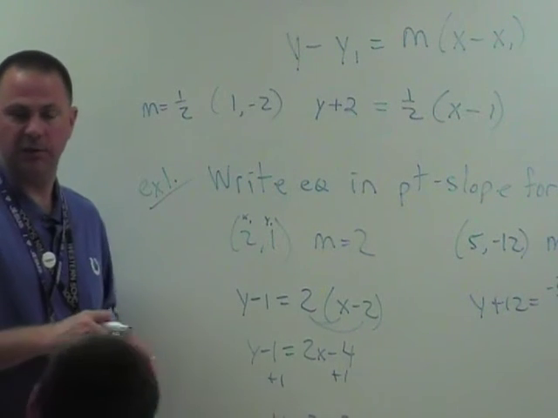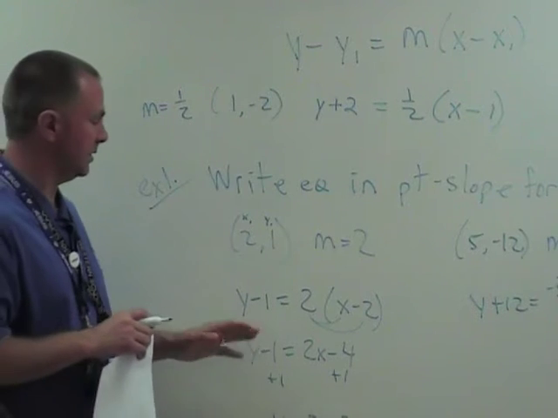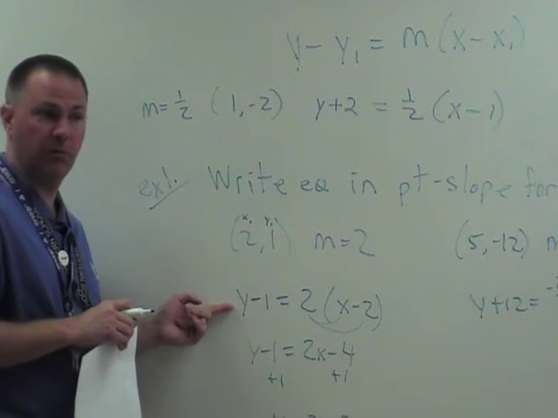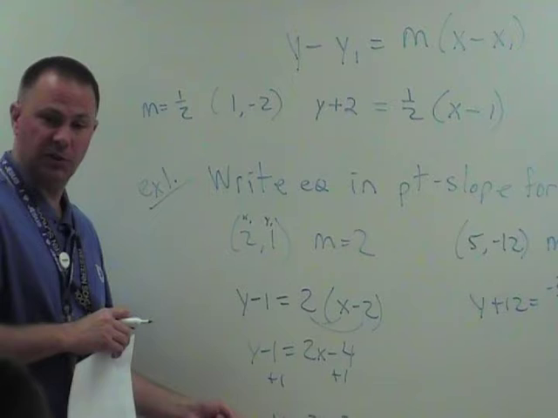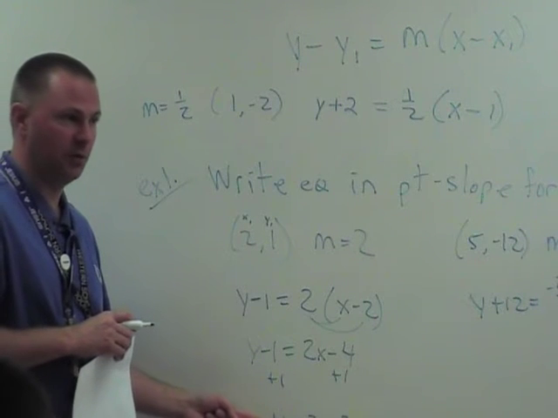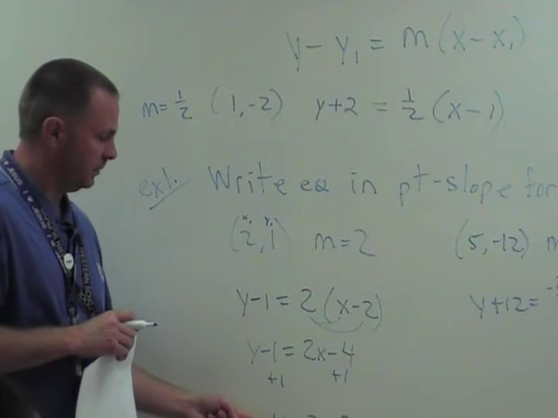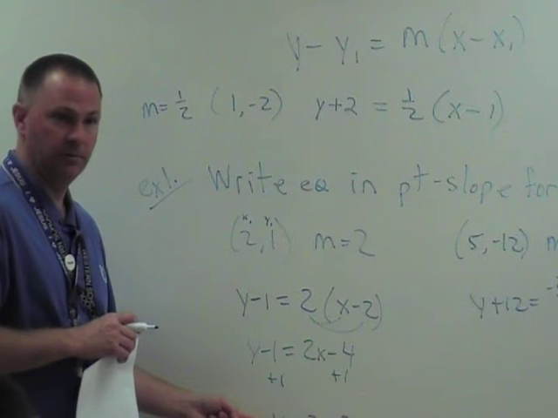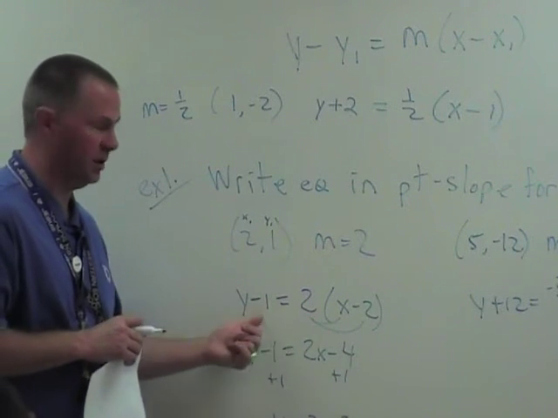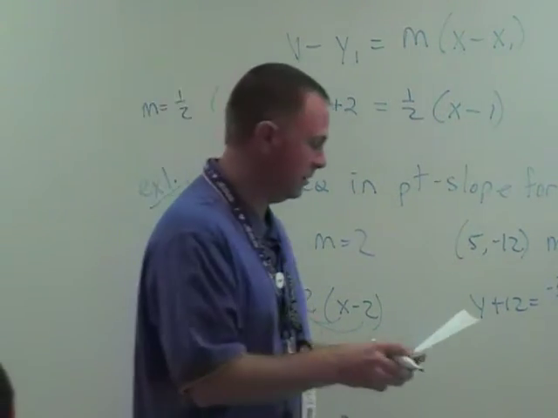So just by chance, if you come across something in a workbook that says change your point slope form into the y-intercept or slope-intercept form, this is how you do it. Okay, just distribute and then move the numbers to the other side. All right, so here's another.